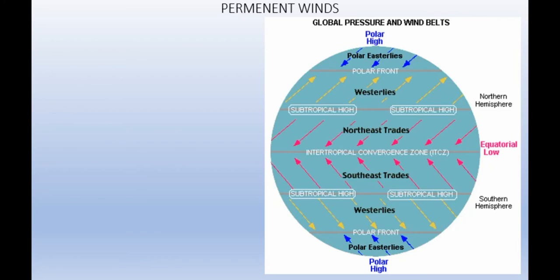From east towards west is known as easterlies. From west towards east is known as westerlies. Which direction it is starting from, according to that the name will change. Okay, I think you got an idea about the permanent winds, permanent winds or primary winds.